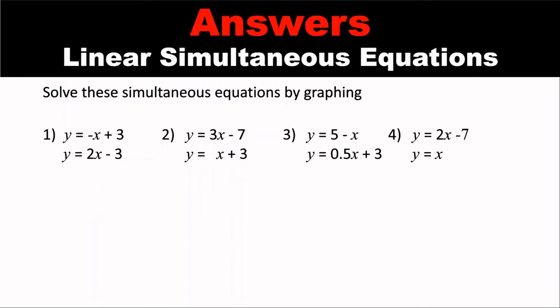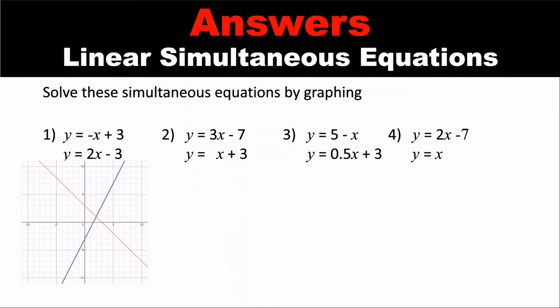For question 1, you should notice I've got one positive sloping line. That's the y equals 2x minus 3, which is my blue line, and one negative sloping line, y equals -x plus 3. They cross exactly at the point 2, 1. So the x value is 2 and the y value is 1.